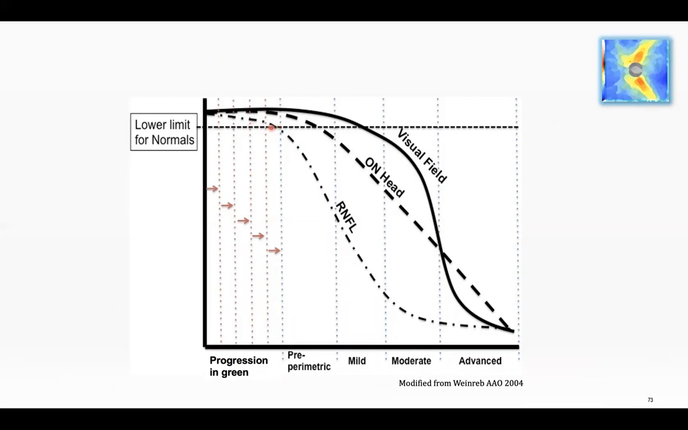And this is the normal limit for the OCT, for the RNFL, for the optic nerve head, and for the visual field, it takes too much time. It's really a lot of loss for the patient.